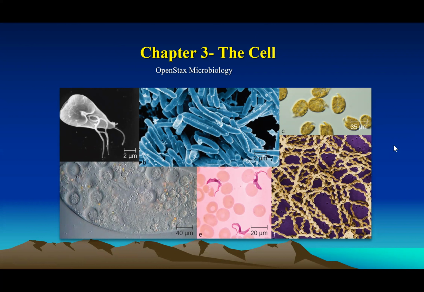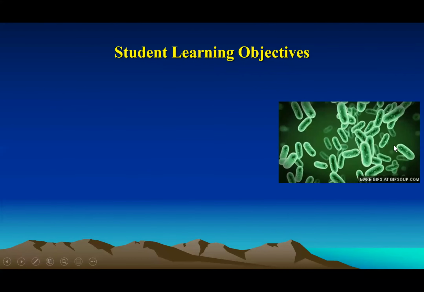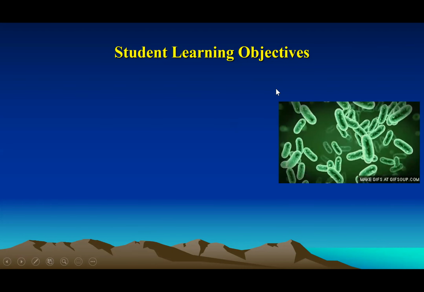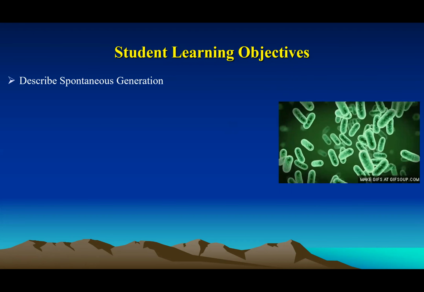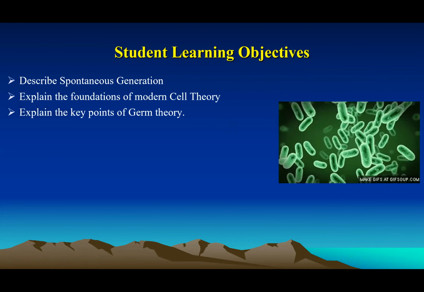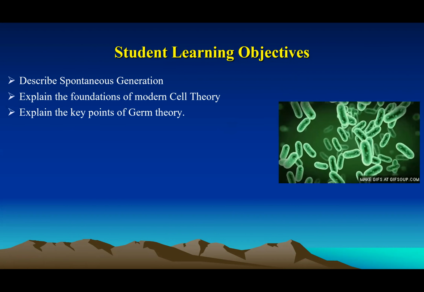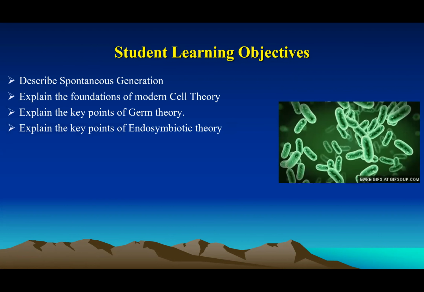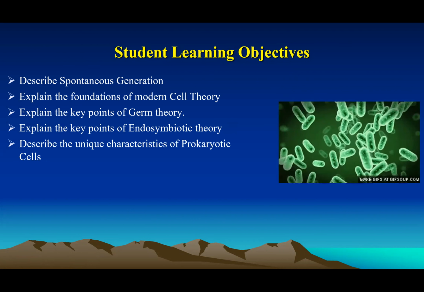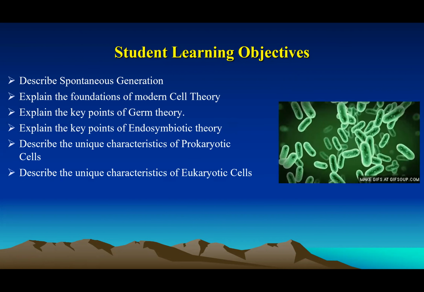The main student learning outcomes in this chapter are to study what spontaneous generation is. You'll be able to explain the foundations of modern cell theory. You will also be able to explain the key points of germ theory, of endosymbiotic theory, the unique characteristics of prokaryotic cells, and also the unique traits of eukaryotic cells.